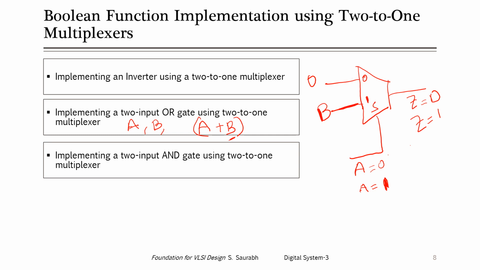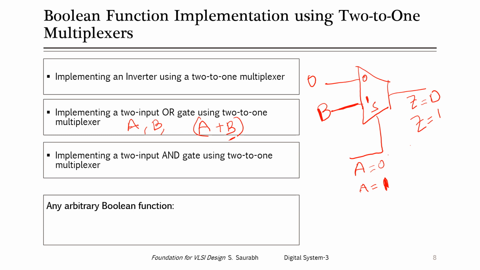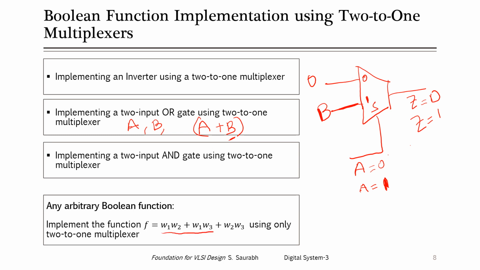So for simple logic gates like inverter, OR gate, AND gate, it is very easy to find a 2 to 1 multiplexer based implementation. Now if we ask the question that you are given an arbitrary Boolean function, for example, we are asked to implement the Boolean function f is equal to w1 w2 + w1 w3 + w2 w3. This is just an example of an arbitrary Boolean function, and you are asked to implement it using only constant zeros and ones and 2 to 1 multiplexers. How can you do it?